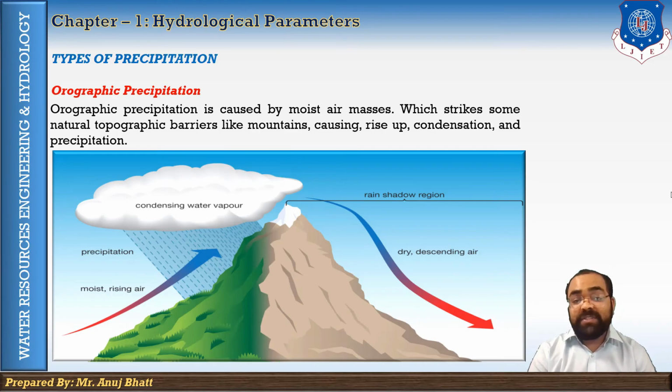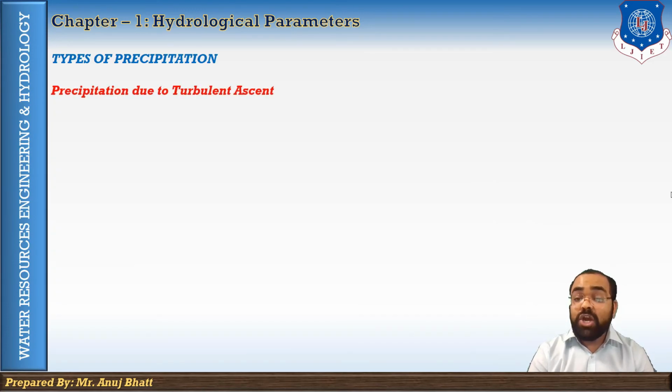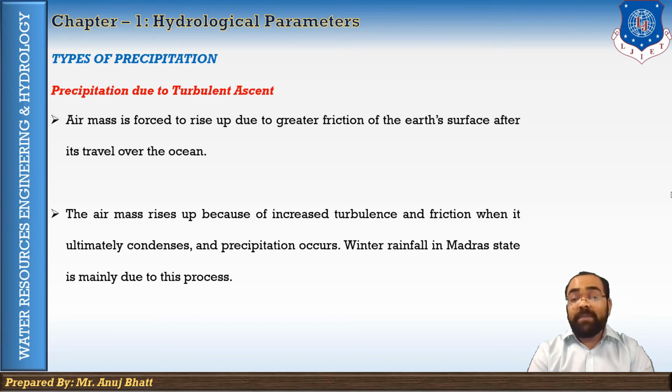The last type is precipitation due to turbulent ascent. While the air mass is forced to rise due to the greater friction of the Earth's surface after its travel over the ocean, the air mass rises because of increased turbulence and friction, and when it ultimately condenses, precipitation occurs. The winter rainfall in Madras is mainly due to this turbulent ascent process.